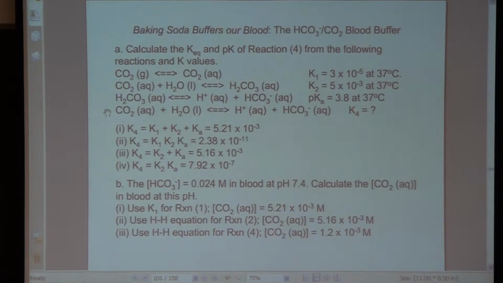Yeah, so to get reaction 4, we're adding together reaction 2 and reaction 3. So that means that our answer for K4 is equal to K2 times Ka. Again, we're adding together reaction 2 plus reaction 3 to give us reaction 4. Therefore, K4 is equal to K2 times Ka. And in this case, the answer is 7.92 times 10 minus 7.